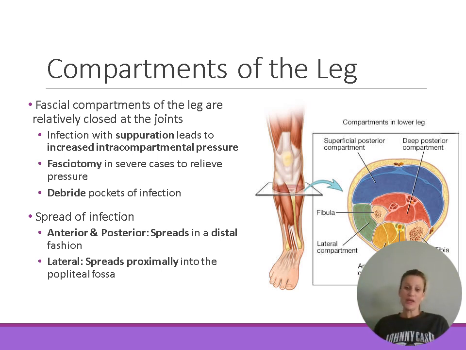Okay, so here you can see the compartments of the leg, and we're talking about the lower leg, not the thigh, but the lower leg, distal to the knee. The compartments of the leg, there are four: anterior, lateral, deep posterior, and superficial posterior. These fascial compartments are relatively closed at the joints, so they're relatively closed at the knee and at the ankle.